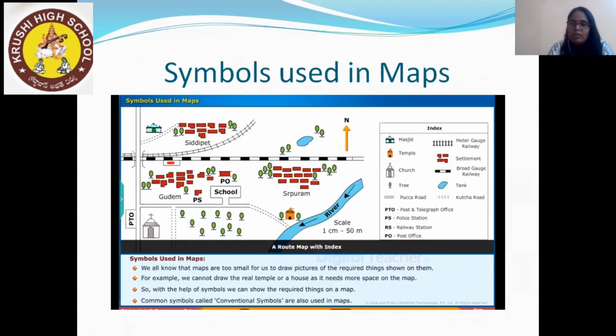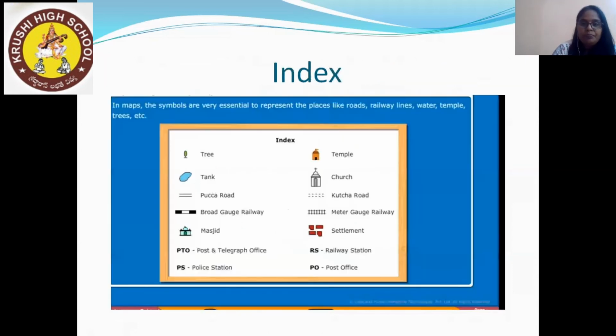So just have a look in the index: masjid, temple, church, tree, pakka road, post and telegraph, police station, railway station, post office, meter gauge railway, settlement, broad gauge railway, tank, and kacha road. So they use the symbols while preparing the map. Is that clear to you, children? Here also the same thing is there, children. Index, you can just have a look.